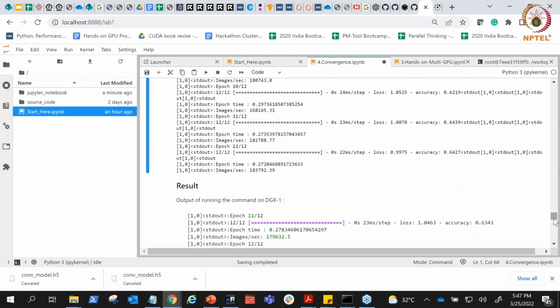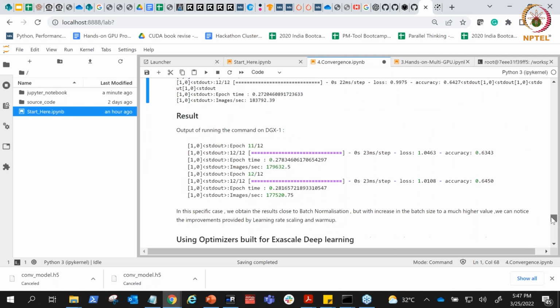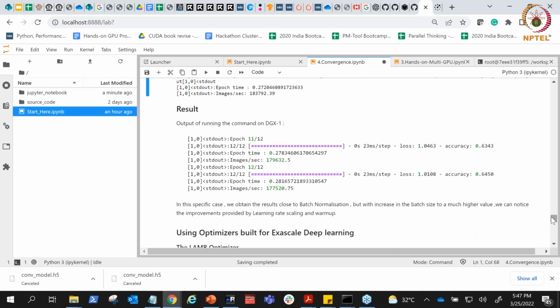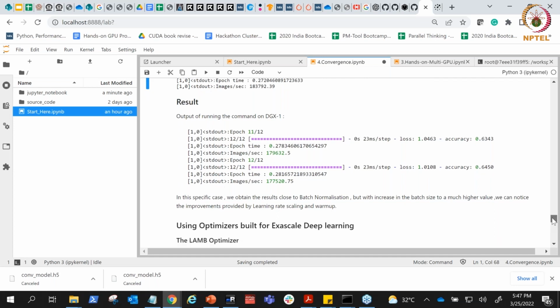And if you don't do enough research and if you don't use some of these techniques, you might end up using all the GPUs, but then you will have to use larger epochs to converge, and then all of your effort in terms of reducing the time just goes away.